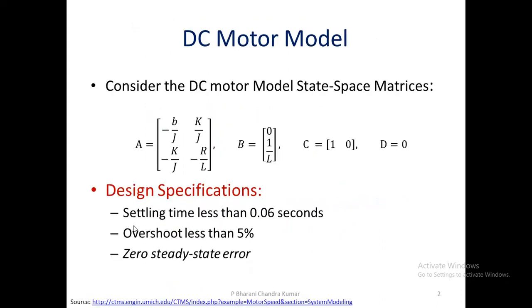We'll revisit our DC motor model which we have discussed over the past couple of days. We have seen how to obtain the DC motor model state space matrices A, B, C and D, and you can see that the order of the plant is 2. It is a second order system, and we have taken this model from the Michigan University website. The design specification is the settling time should be less than 0.06 seconds, overshoot less than 5%, and 0 steady state error.